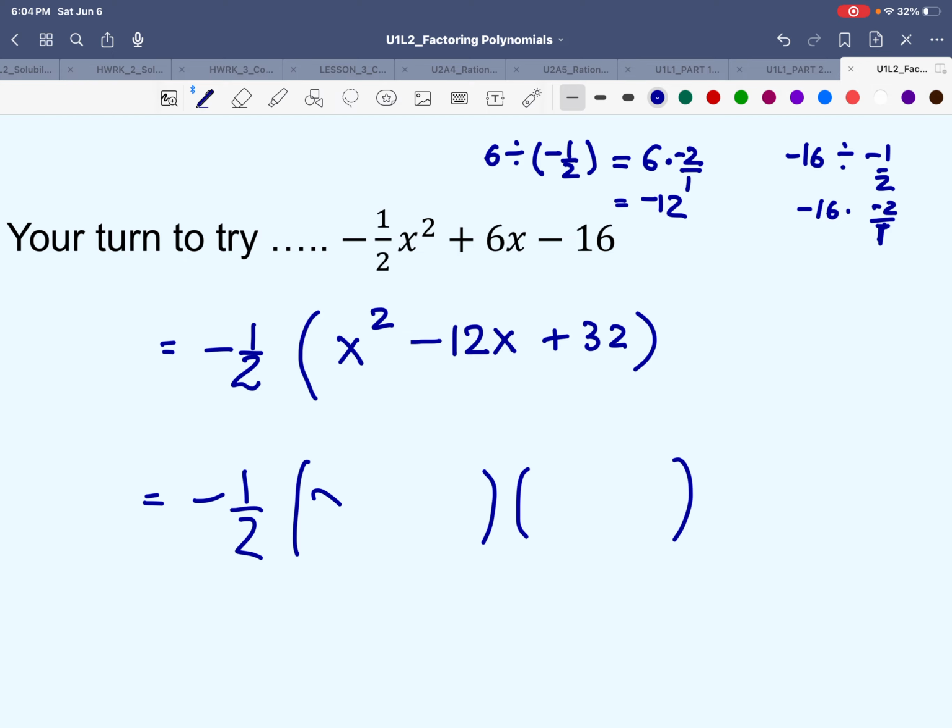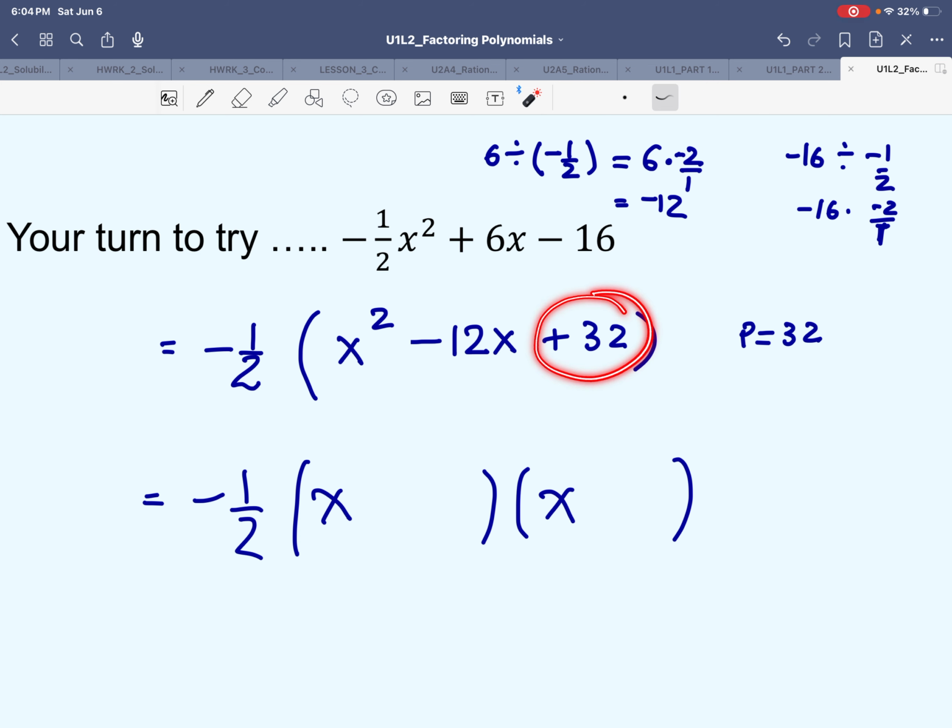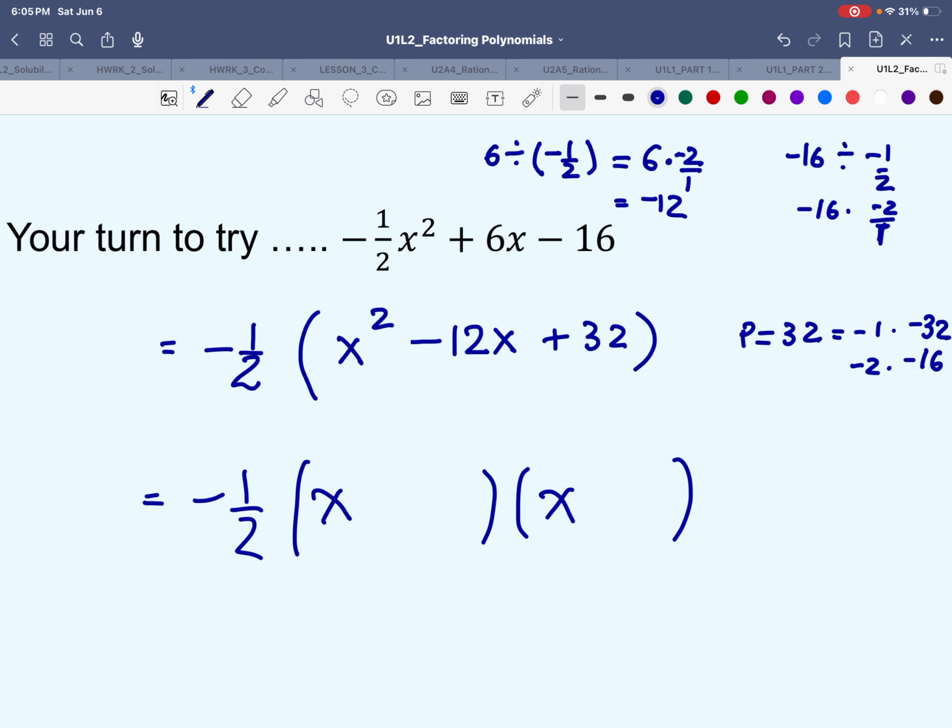And we need to find out two numbers that have a product of 32 and a sum of negative 12. If the product is positive, it tells us that the numbers have the same sign, either both positive or both negative. But because the sum is negative, it tells us that they have to be both negative. So I'm going to start off with negative 1 times negative 32. That does not add to negative 12. So I'm going to try negative 2 times negative 16. So the product is 32, but the sum is negative 18.